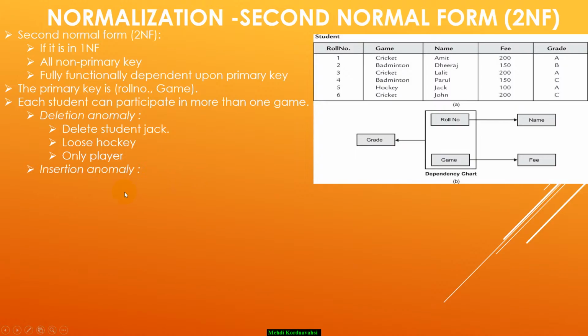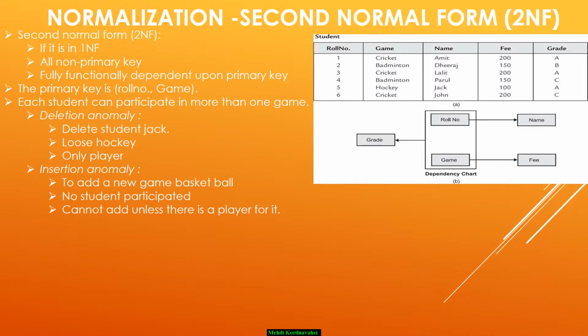The next anomaly is insertion anomaly. Suppose you want to add a new game, basketball, having no student participated in it. You cannot add this information unless there is a player for it. So if you want to add a game here, basketball, you have to find at least one player, and fee and grade, to add a new record.